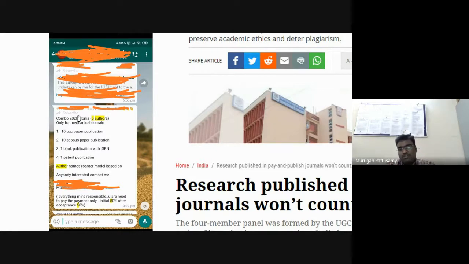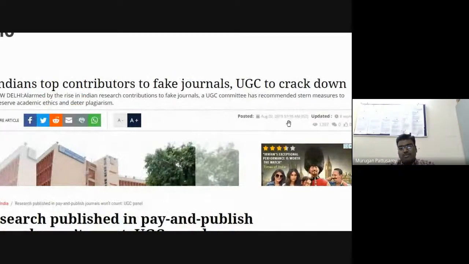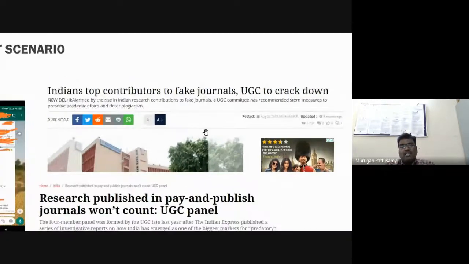So this is one of the stories. If you look at this particular newspaper article, published in 2019, 'Indians top contributors to fake journals, UGC to crack down.' So there are some predatory journals. Fake journals are available in the market where they claim that they have an impact factor of 5 point something, 6 point something, 7 point something, and so on.